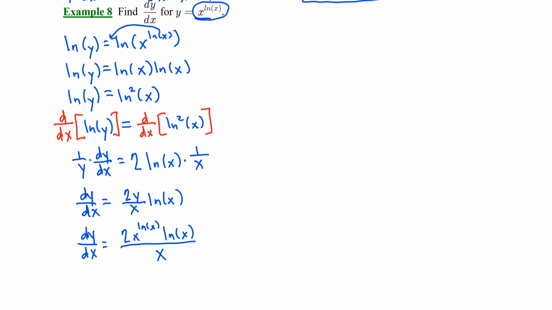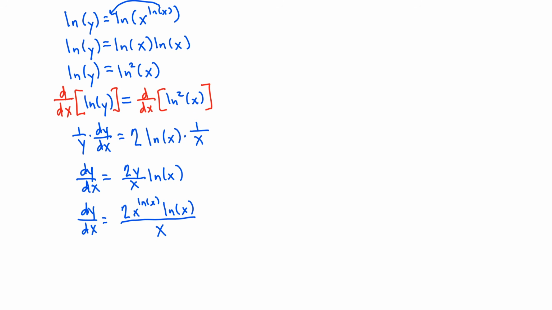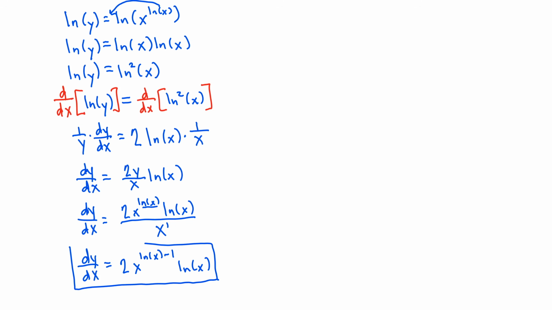Now that's not too bad, but do notice that we have a power of x in the top and a power of x in the bottom. So we could combine those powers. Remember, when you divide like bases, you subtract the exponents. So we could say natural log of x minus 1 times natural log of x. We just took the exponent here and subtracted the exponent here and made it a concise, efficient, explicit derivative.